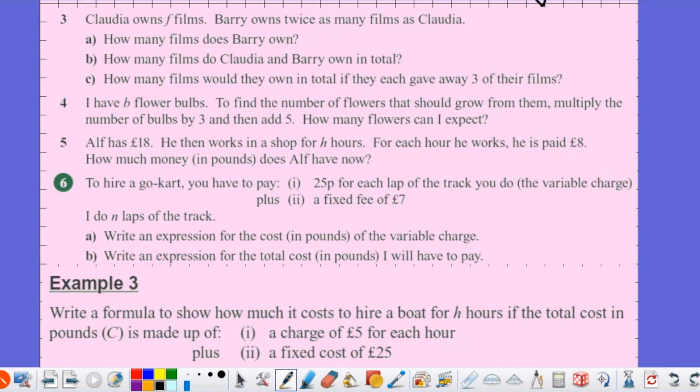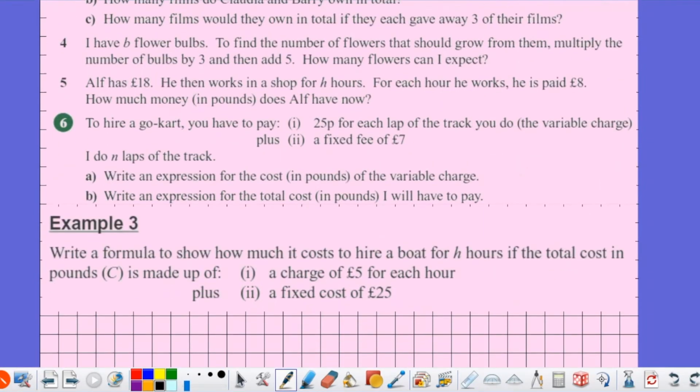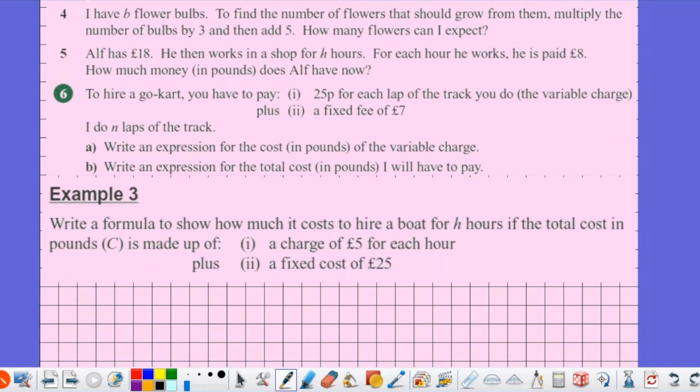Question 4. I have B flower bulbs. To find the number of flowers that should grow from them, multiply the number of bulbs by 3, then add 5. So question 4. I have B flower bulbs. To find the number of flowers that should grow from them, multiply the number of bulbs by 3, then add 5.